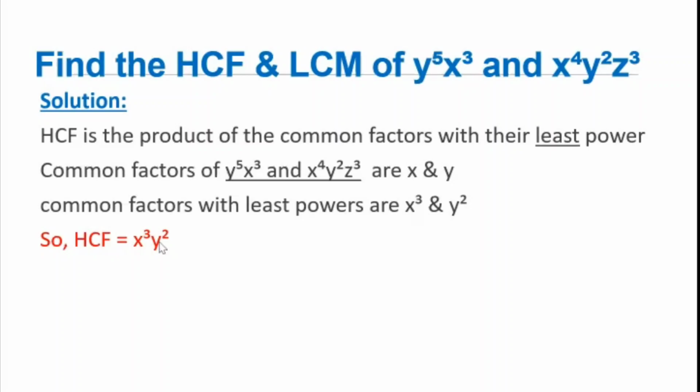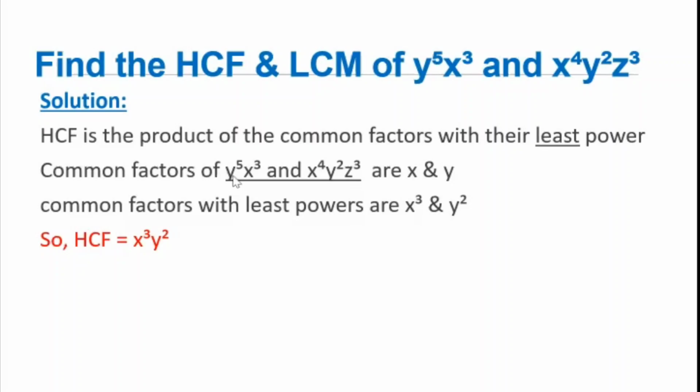Let us find out the LCM. To find out the LCM, I need the highest power of each factor and I'll then multiply them. So the factors are x, y, and z, and their highest powers are: x to the power of 4 and x to the power of 3, higher power is x to the power of 4; y raised to the power of 2 and y raised to the power of 5.